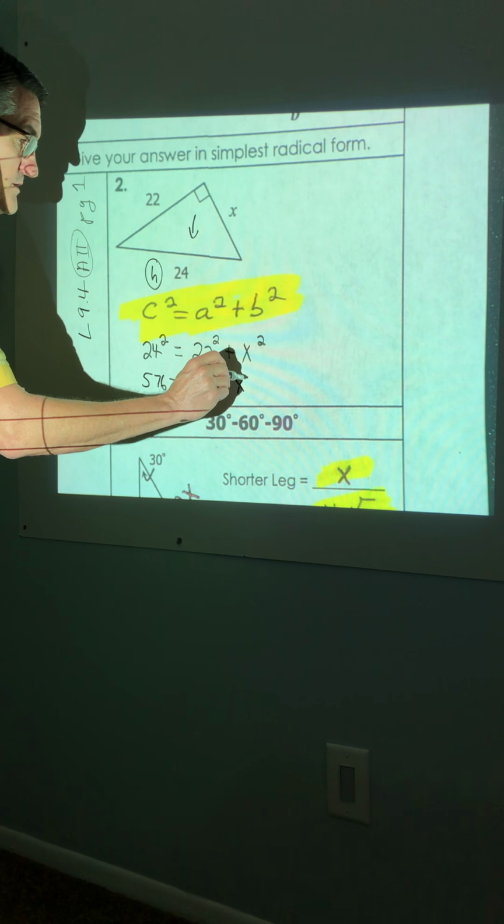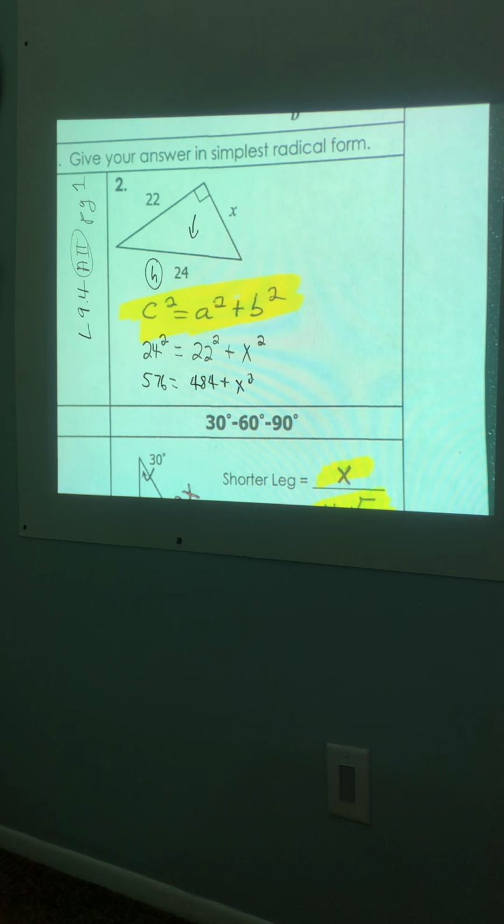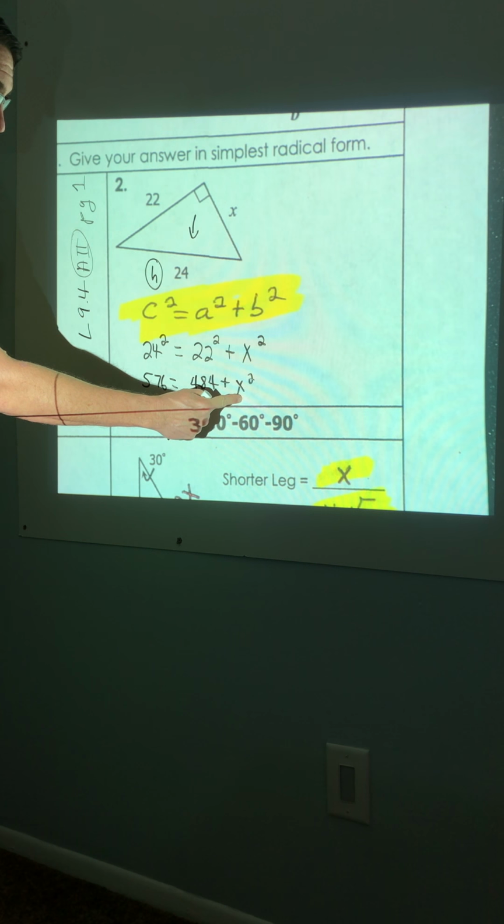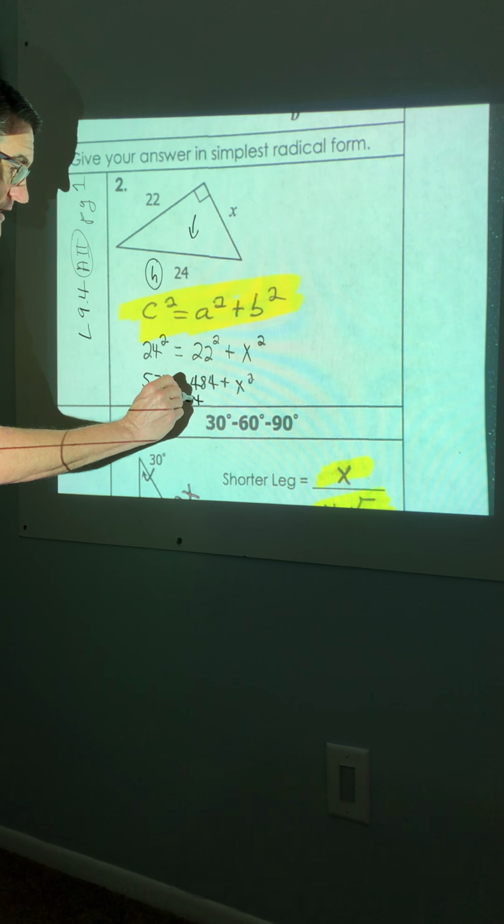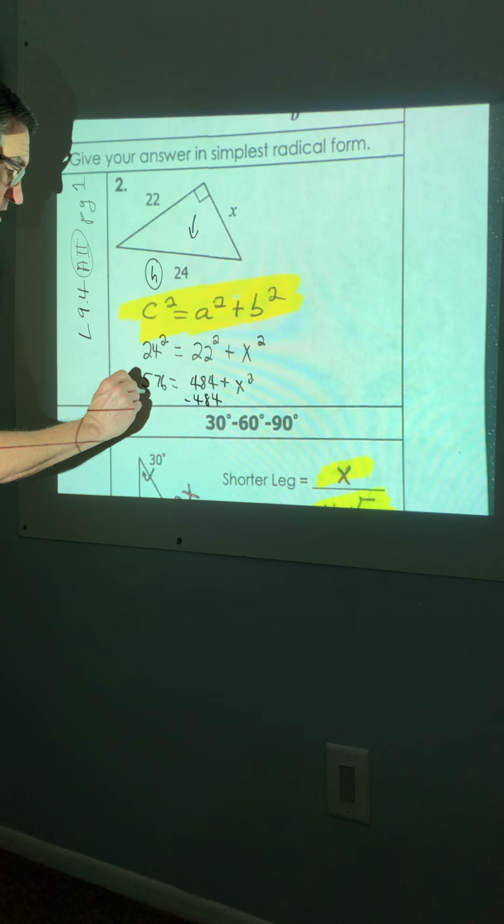Now, everything we do in here turns into those equations you learned freshman year. It's just the way math is. Look, you need to get x squared by itself. That 484 is with that unknown, so this is why you're going to subtract. You're going to subtract 484 from both sides.